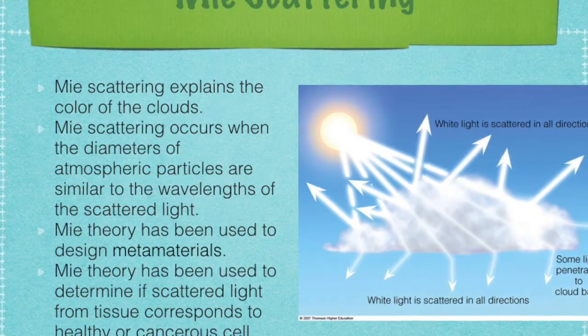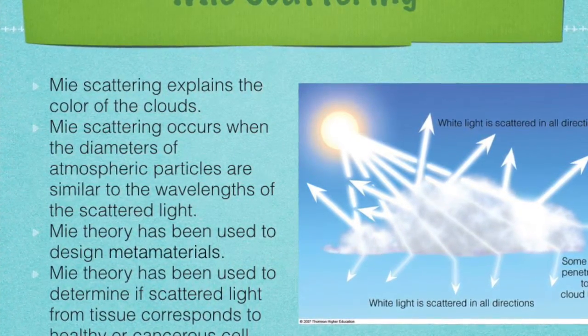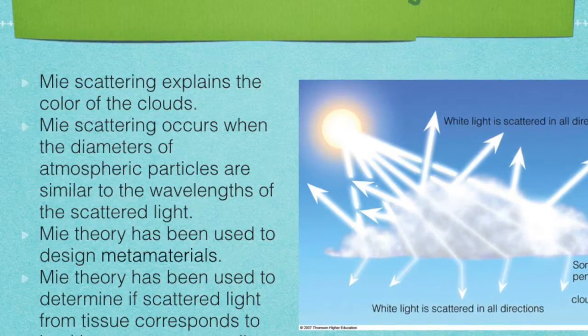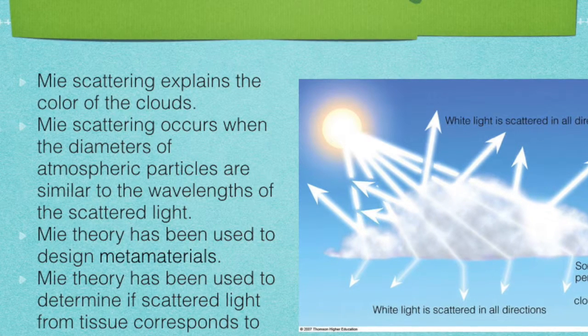Mie theory has been used to design metamaterials. Mie theory has been used to determine if scattered light from tissue corresponds to a healthy cell or a cancerous nucleus. Rayleigh scattering occurs when the wavelength of light is far greater than the obstacle size.